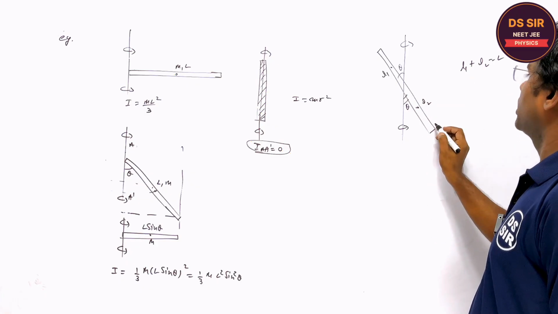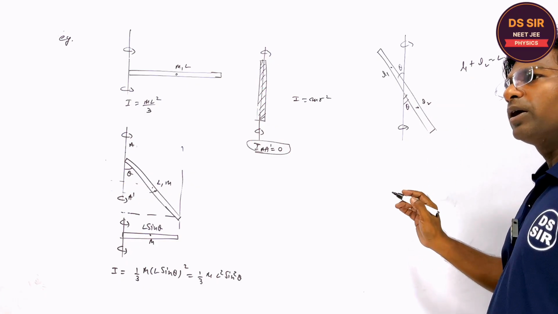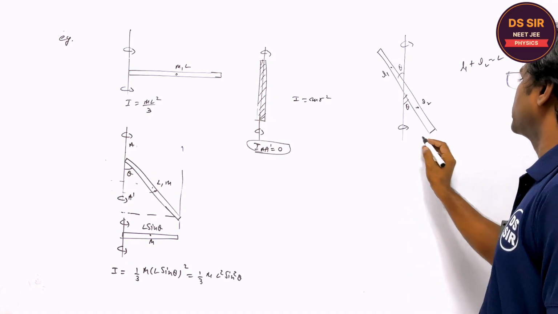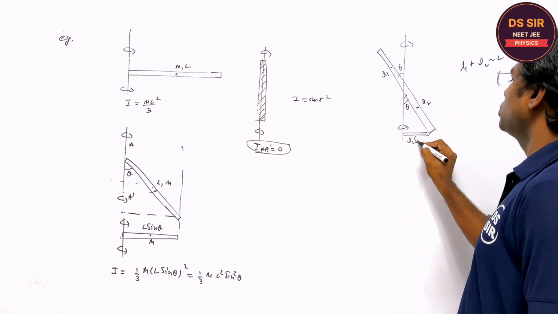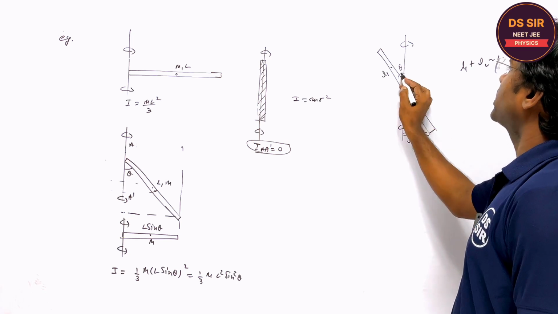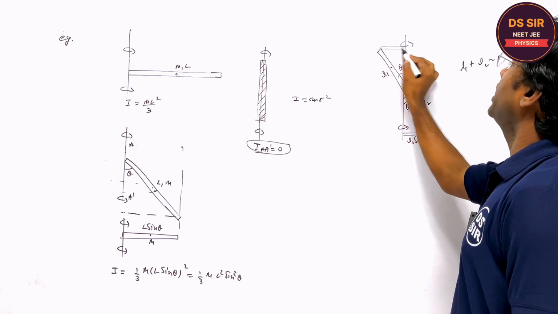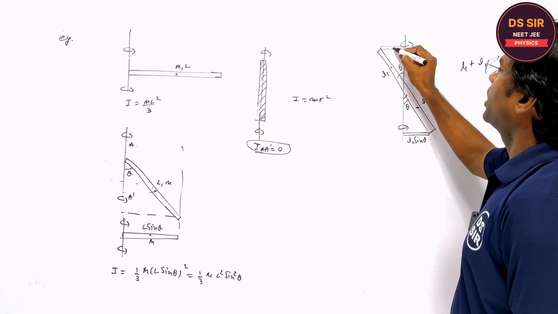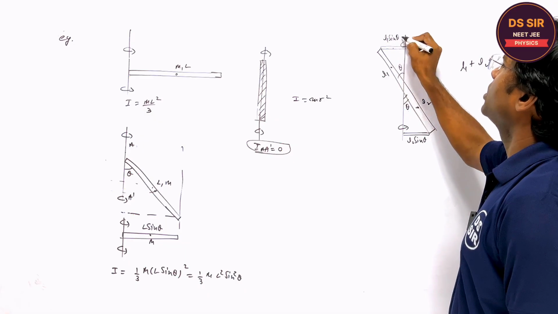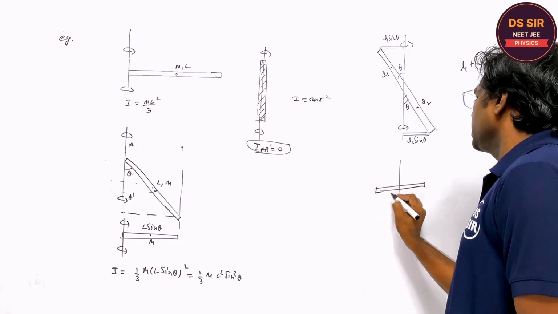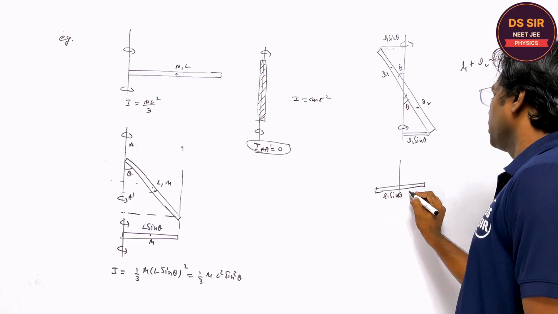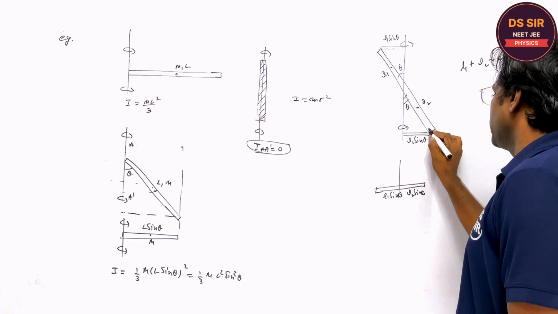Say 1 by 3 sine square theta only. Listen. So the effective length of this portion is what? Say L2 sine theta. Effective portion of this length is what? L1 sine theta. Right. So what is the effective length? Say L1 sine theta plus L2 sine theta. Are you getting or not?